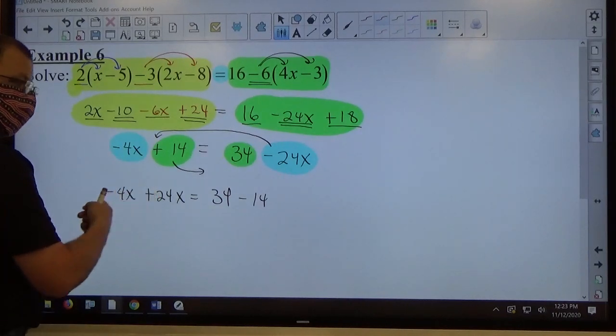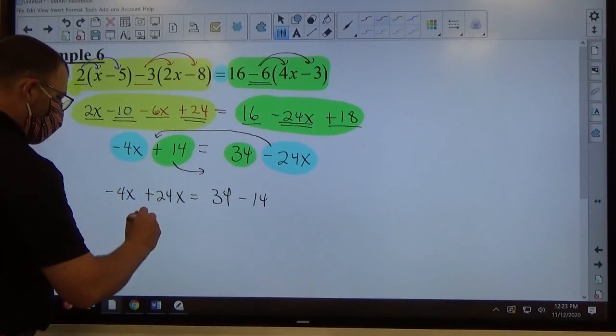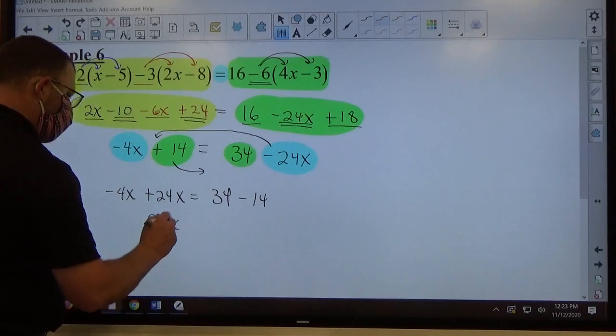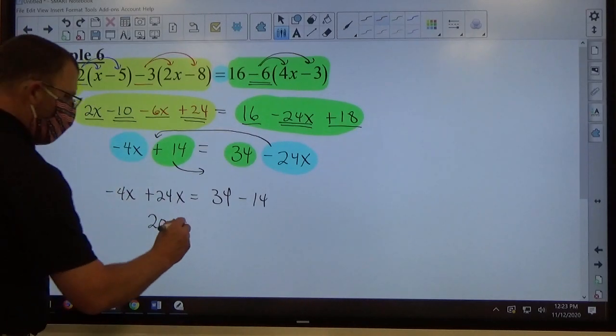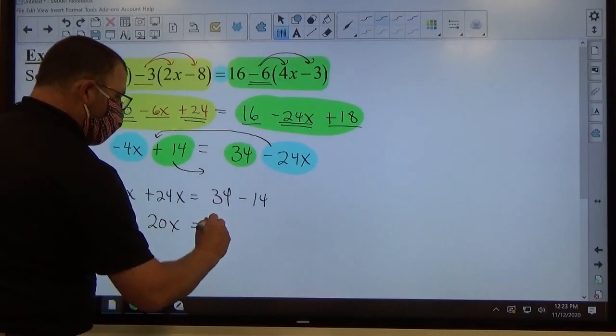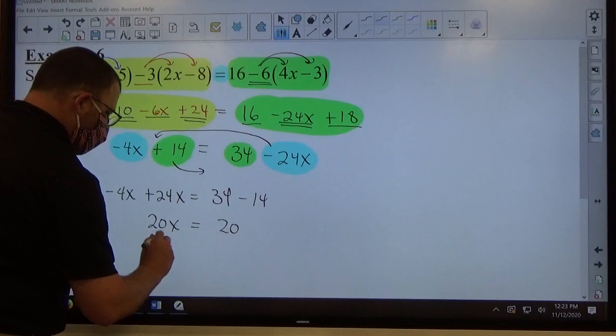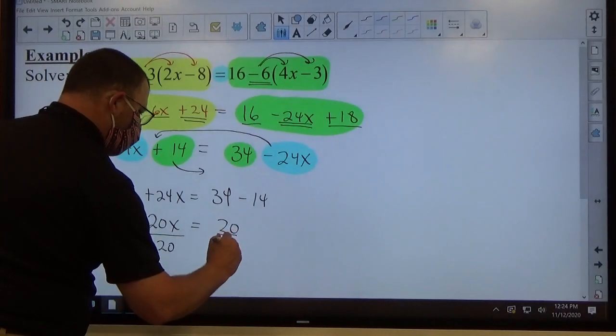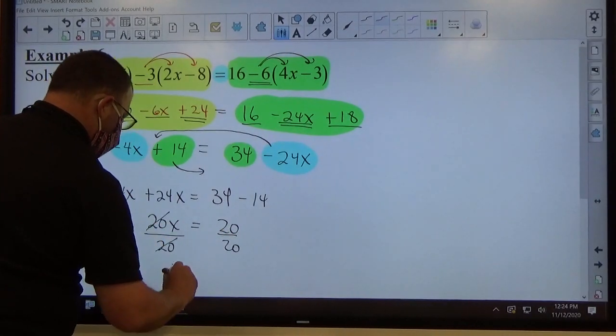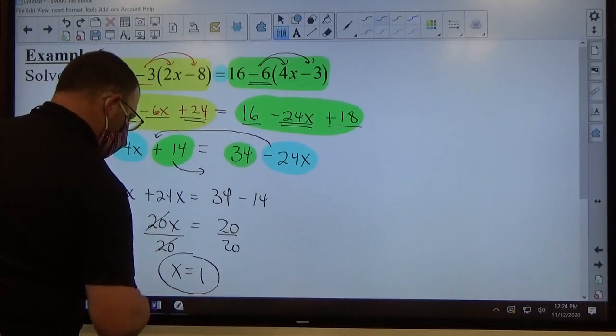The 2 objects on the left are like terms again. 24x minus 4x, the signs are different, so I subtract. 24 is bigger than 4, so it's positive. The signs over here are different, so I subtract. 34 is bigger than 14, so it's positive. And if 20x equals 20, we simply divide both sides by the coefficient 20. And any number divided by itself equals 1. Okay.